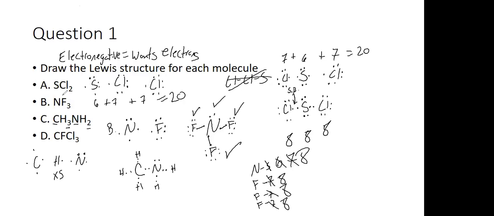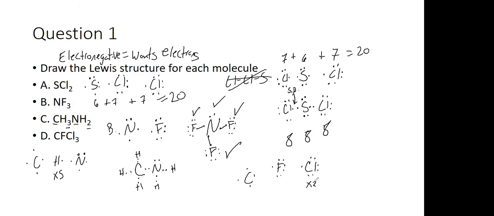And then lastly, I'm going to do D quick here. Let me get some space. D, we have carbon, fluorine, which has 7, chlorine, which has 7. And there's 3 of those.